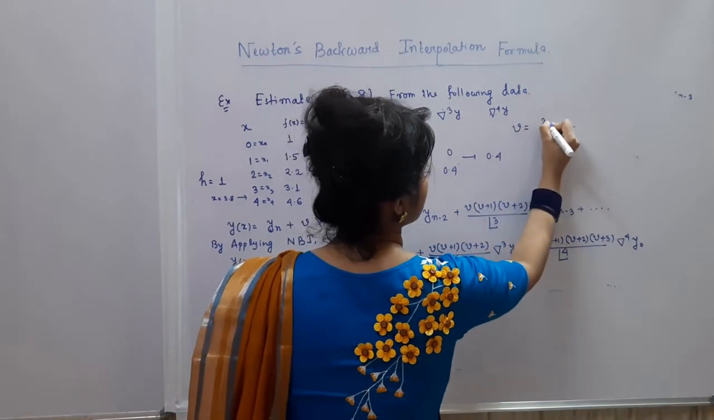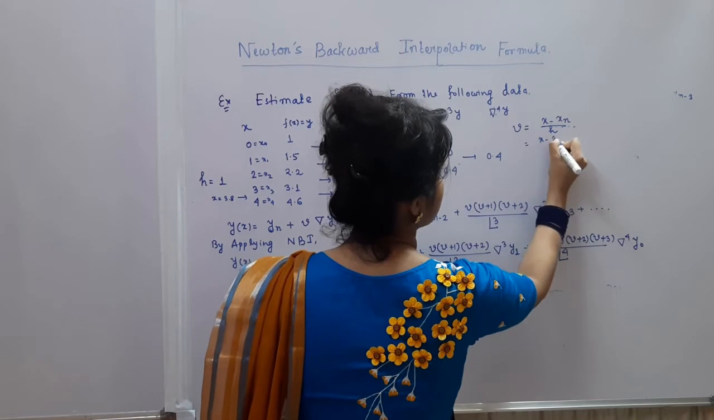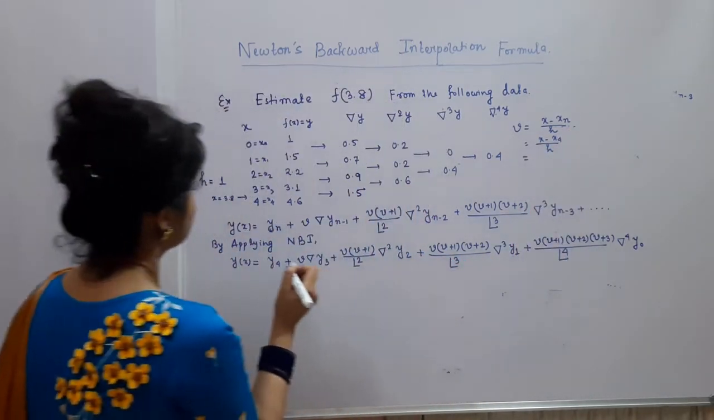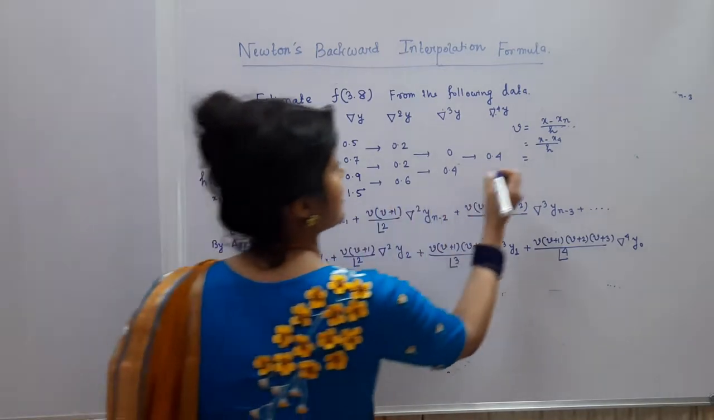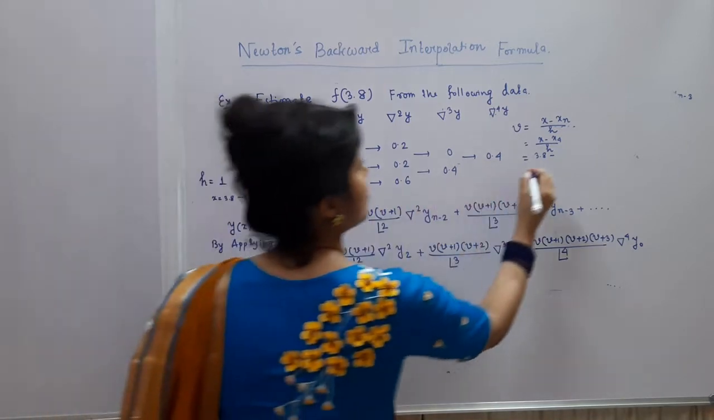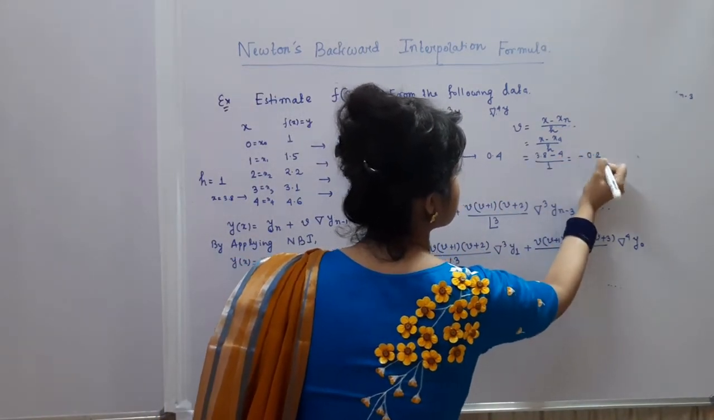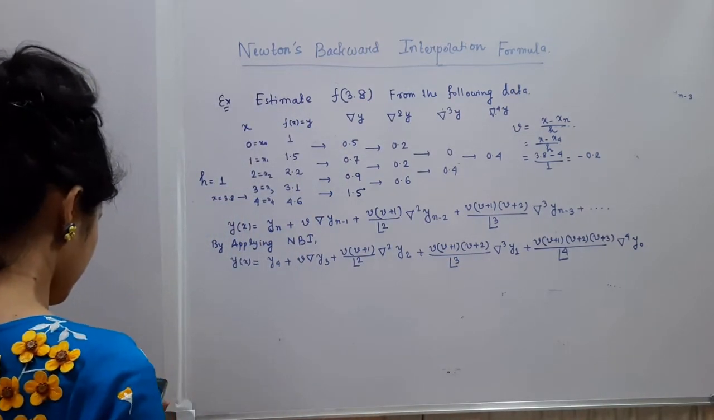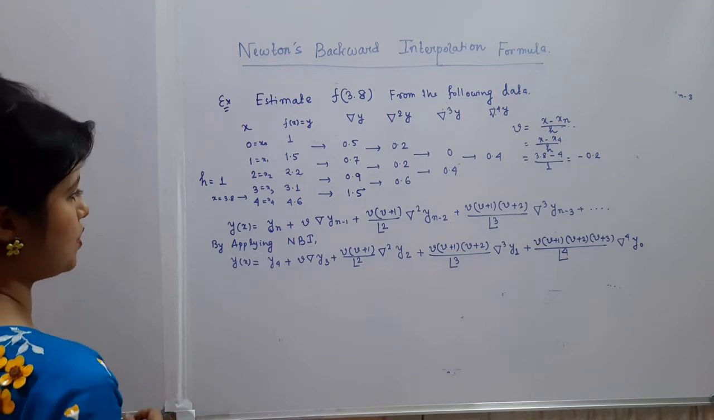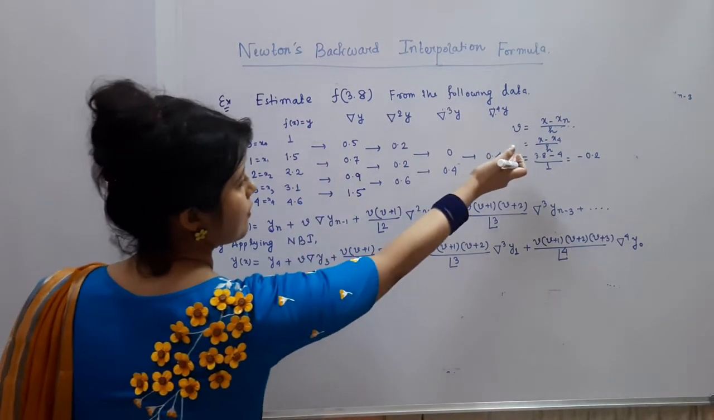So what is v? v is equal to (x minus xn) by h. So here (x minus x4) by h, because n is equal to 4 here. So what is x? x is 3.8 and x4 is 4. So this is 4 and h is 1. So therefore minus 0.2. Okay. So 3.8 minus 4, that is minus 0.2. Okay. Now substitute all the values from this table and from v.